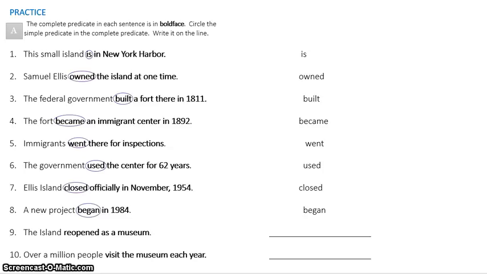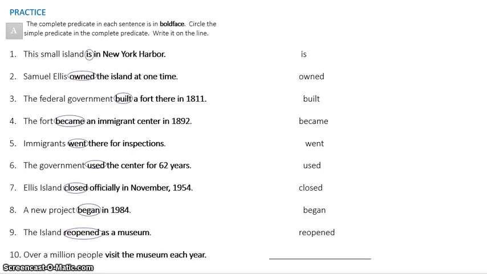2 left. Number 9. The island reopened as a museum. Reopened as a museum is my complete predicate. I'm looking for my simple predicate, which is another name for the verb, and I should have circled reopened and then written it on the line.